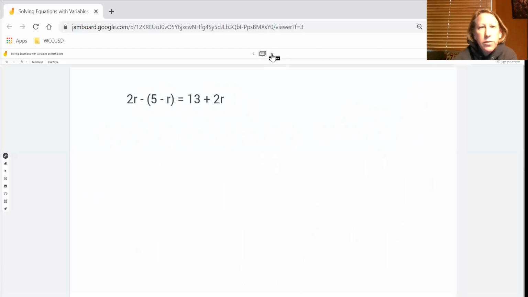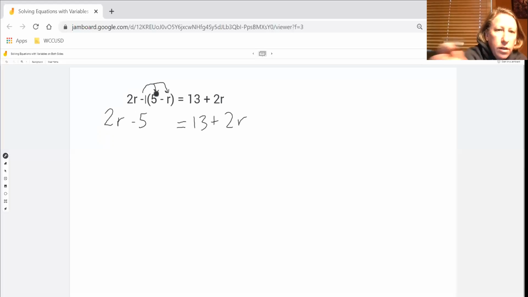Let's try another one. This one also has some distributive property in it. I am going to start by distributing. There's other ways to do this problem, but I'm going to start by distributing and taking the opposite of the stuff in the parentheses. So remember, there's kind of like a -1 in front of here. I'm going to multiply -1 times 5, which gives me -5. And I'm going to do -1 times -r, which is going to give me +r.